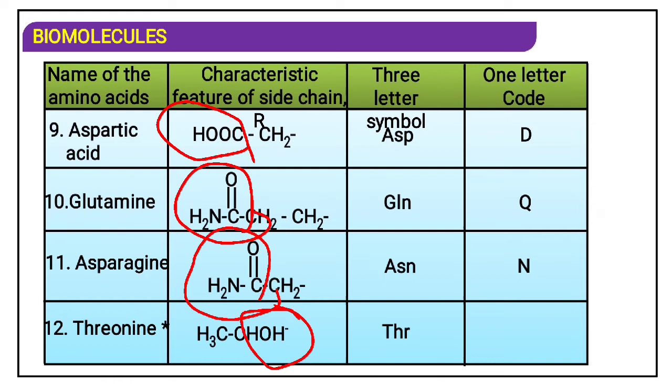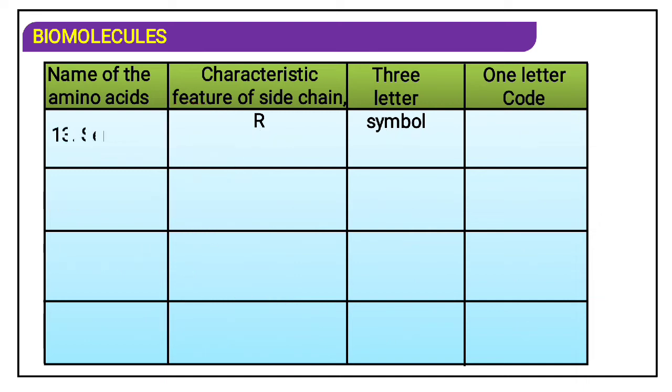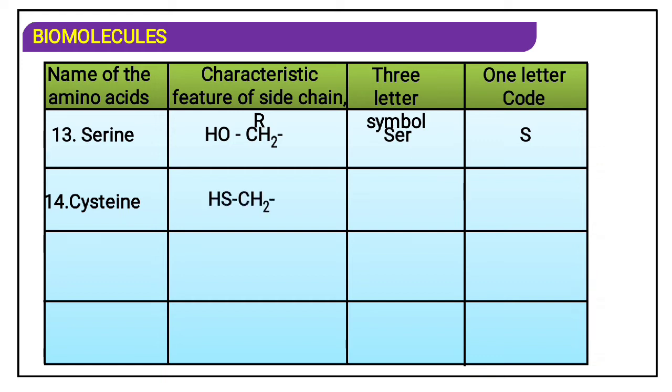Which of the following amino acids contains an OH group, or which contains a hydroxy group? Hydroxy means OH group. So threonine contains an OH group in its structure. Next one is serine. Serine is very important, it also contains an OH group in its structure, meaning a hydroxy group, also called alcohol.